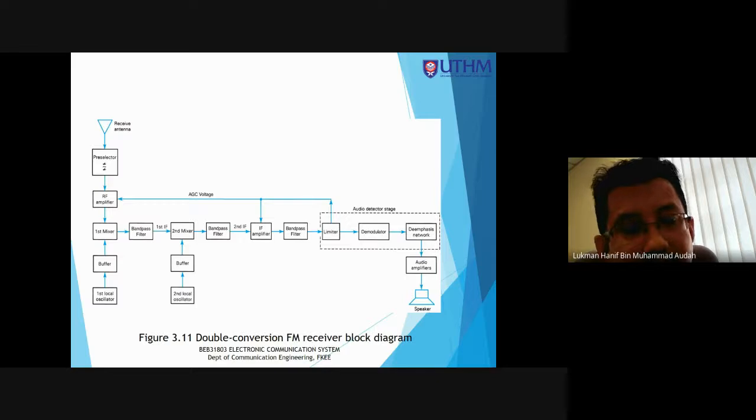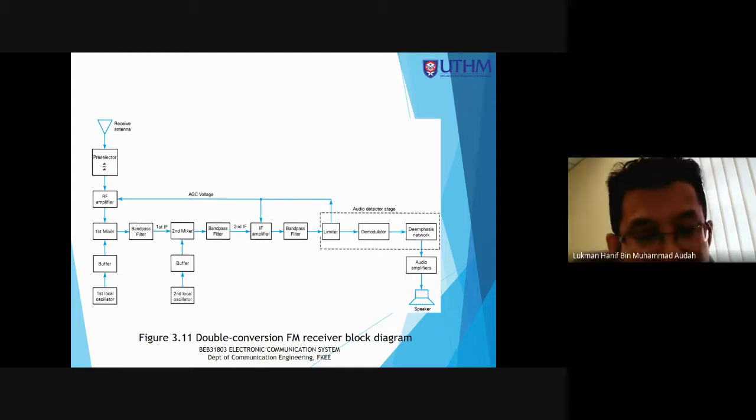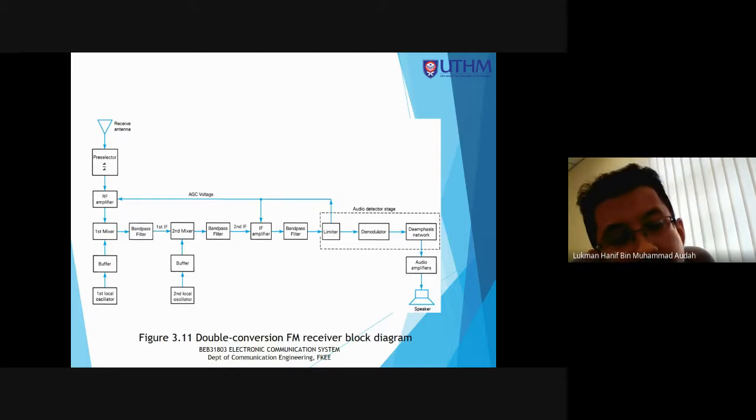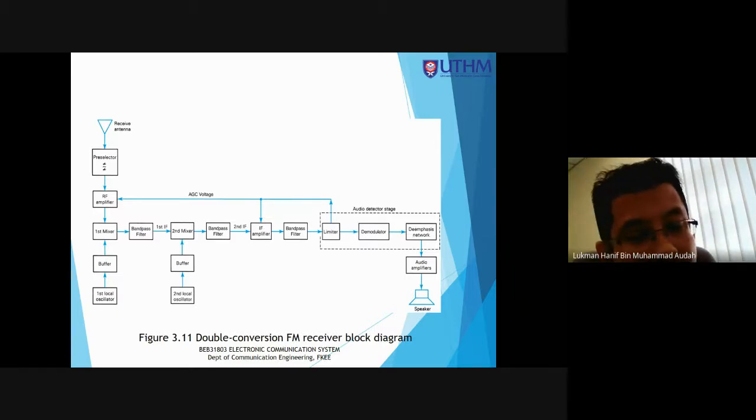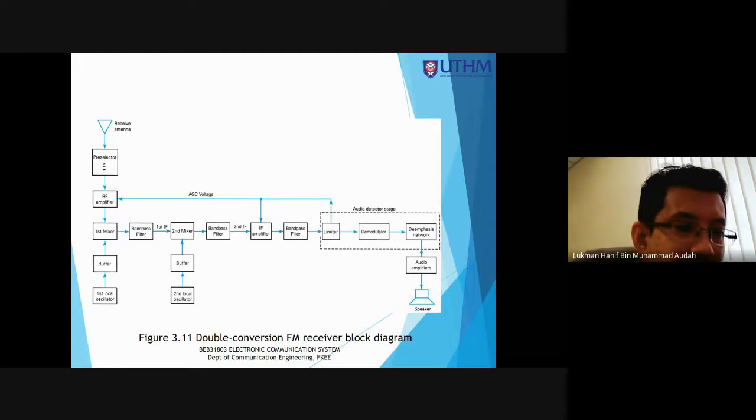This is the whole block diagram of the FM receiver. Ini gambar rajah secara keseluruhan FM receiver. Ini FM receiver, ini juga dipanggil sebagai Armstrong receiver. Dan kalau kamu lihat di sini gambar rajahnya lebih kurang macam heterodyne receiver pada AM. Tetapi dalam kes ini kamu lihat akan ada dua down conversion. Ada dua kali mixer. Kalau you lihat di sini, first mixer, second mixer.